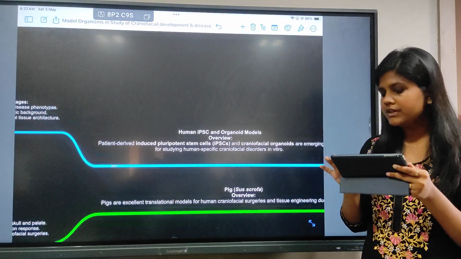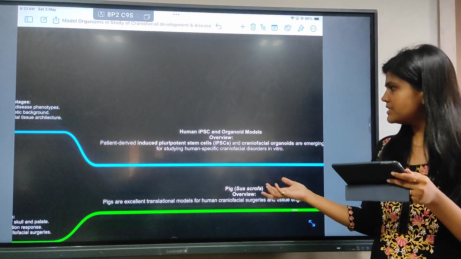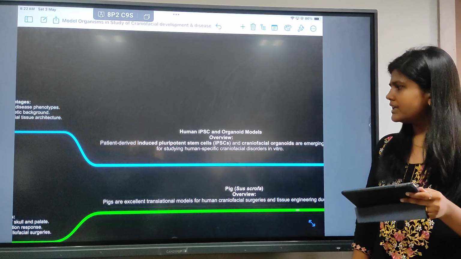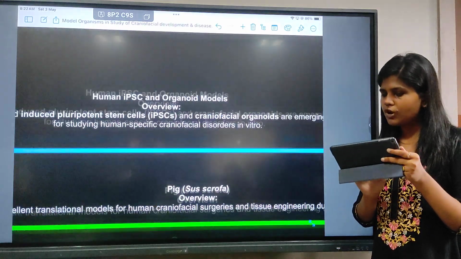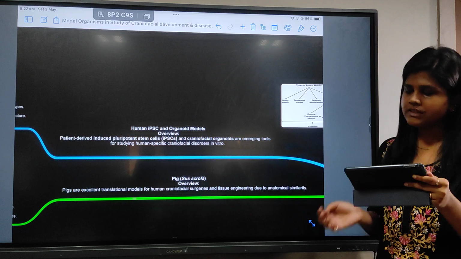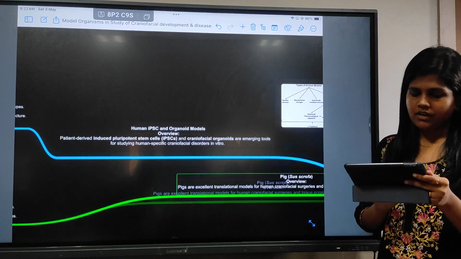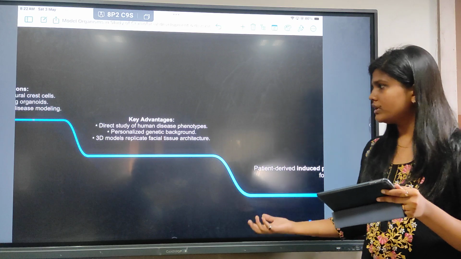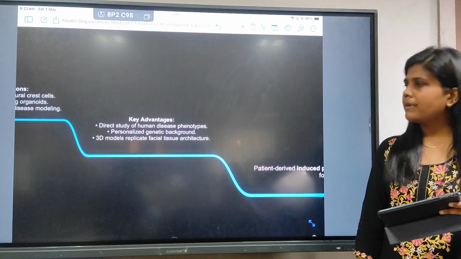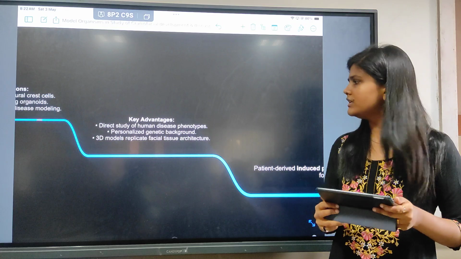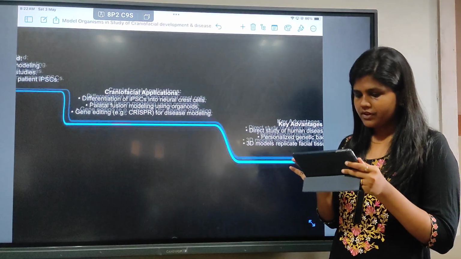Next is the human pluripotent stem cells and organoid models. Patient-derived induced pluripotent stem cells and craniofacial organoids are emerging tools for studying human-specific craniofacial disorders in vitro. Direct study of human disease phenotypes can be done, personalized genetic background can be understood, and 3D models can actually replicate the facial tissue architecture also.